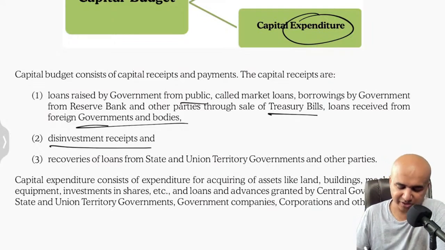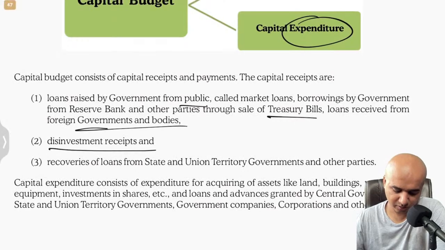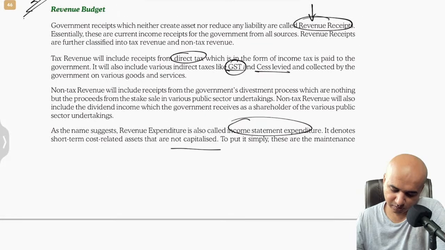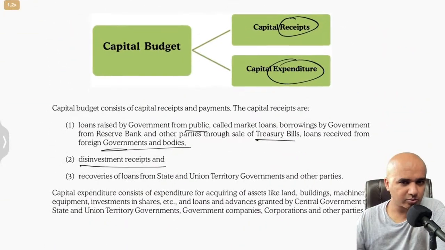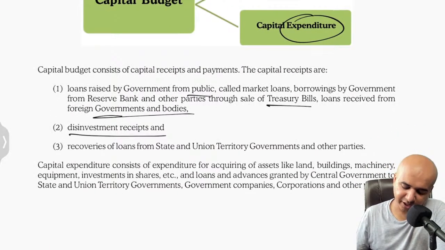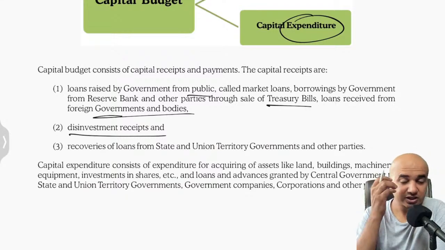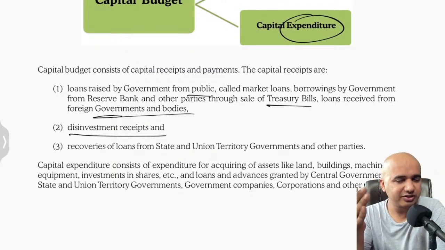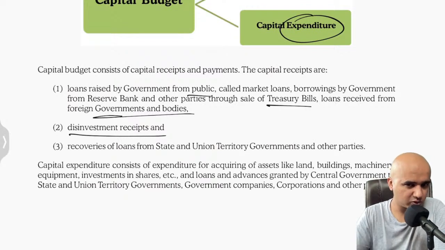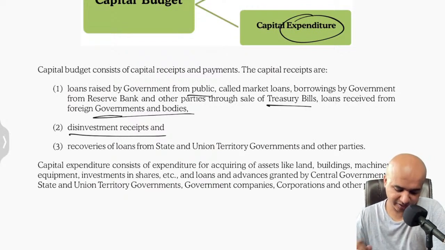Then they say disinvestment receipts. Okay, again why did they include it here? Okay, they are including it in both capital receipts as well as revenue receipts. I don't know why. Anyway, recoveries of loans from state and union territory governments and other parties. So just like the Government of India receives loans from others, they also dish out loans to various parties like state governments, union territories, etc. And those state governments and union territories will have to clear those loans over a period of time. So when they clear those loans, that will be considered as capital receipt.